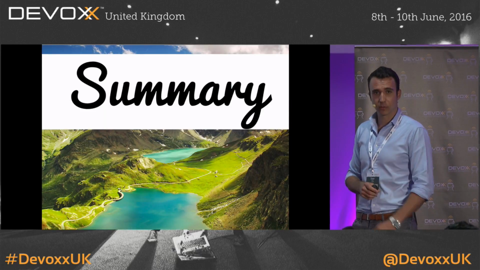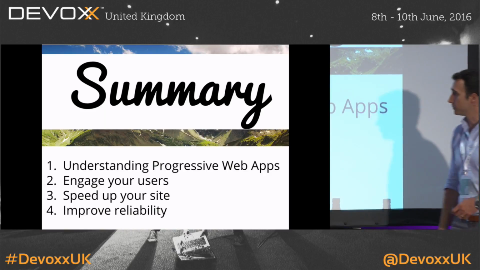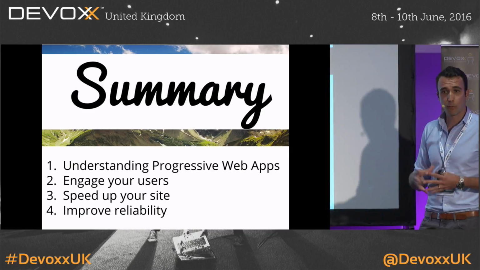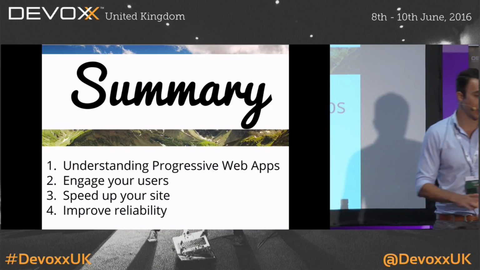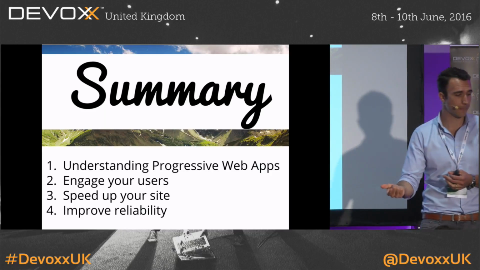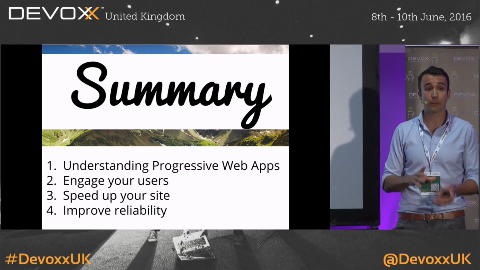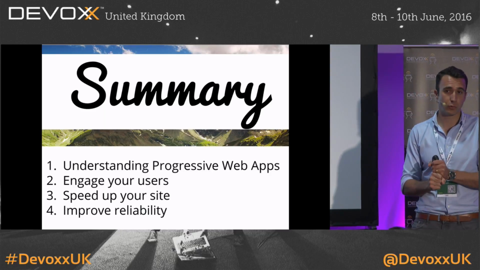And that's it. I think we're doing pretty good for time, actually. Let's just summarize what we've talked about. We talked about 4 key areas: understanding what progressive web apps are and the basics. We talked about engaging your users. Some of the things we covered were push notifications. We also talked about how to speed up your website using the power of caching and how to improve reliability.